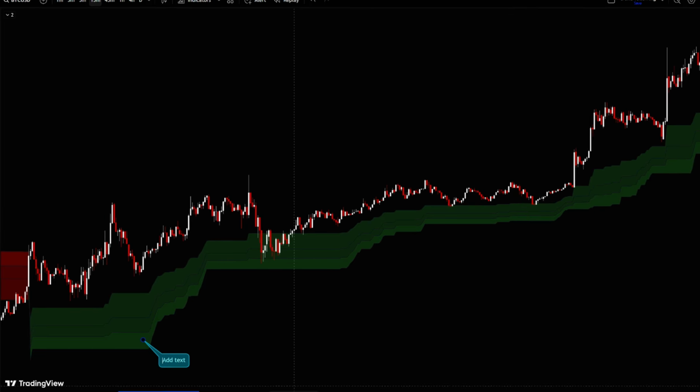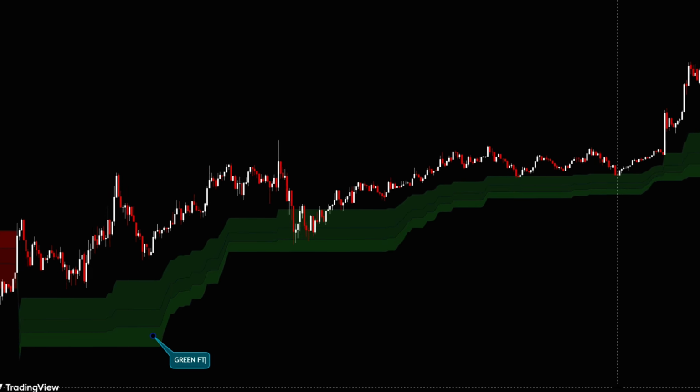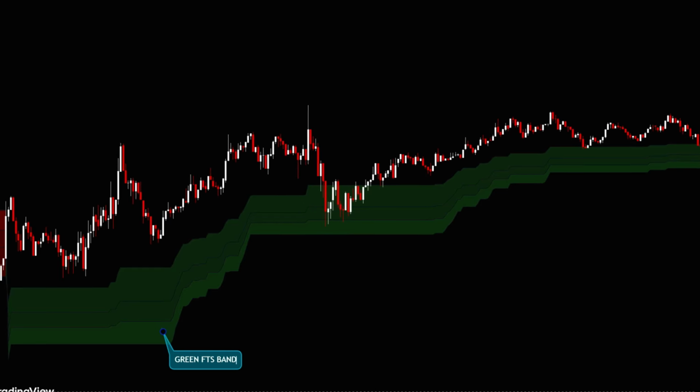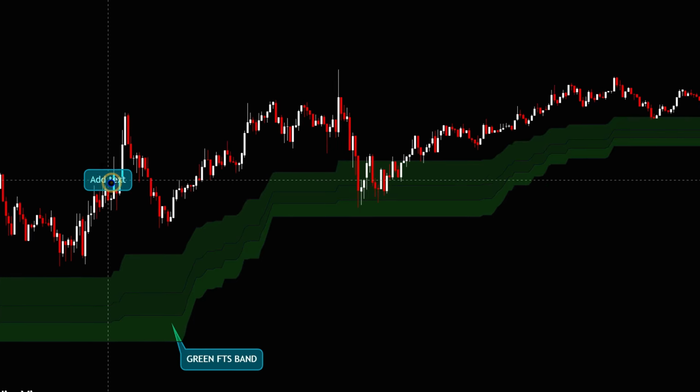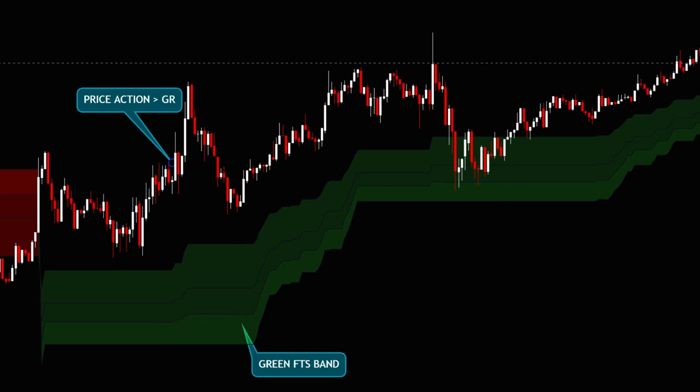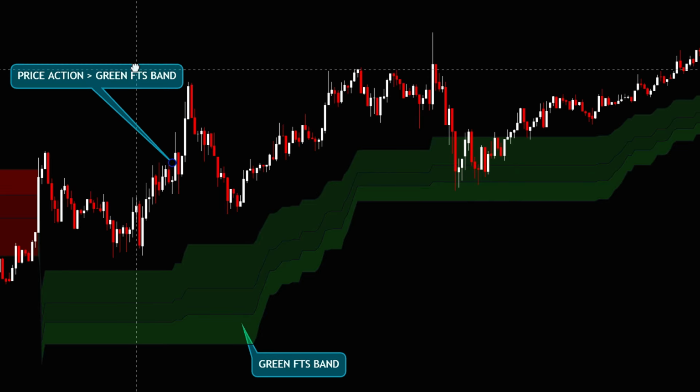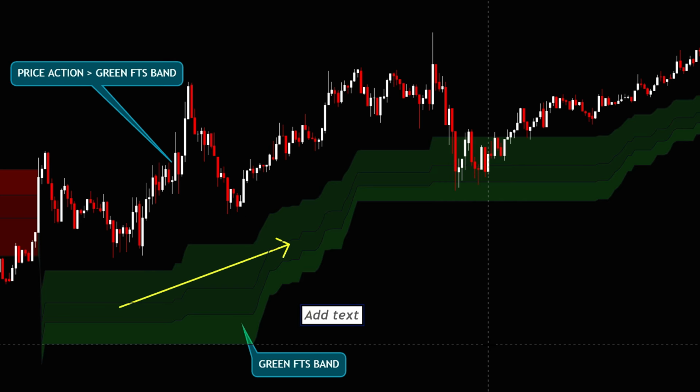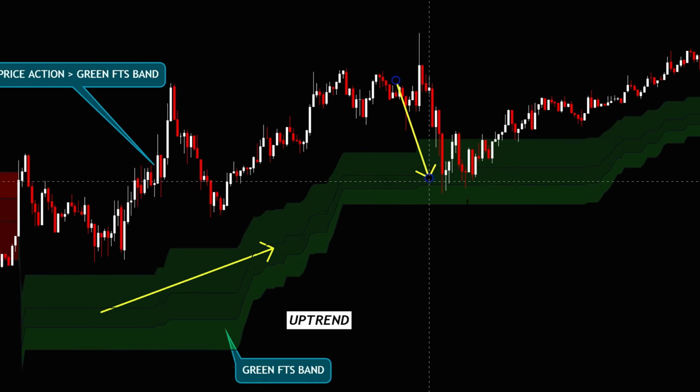Now let's flip it. The green FTS band, price above it, uptrend. Pull back to the green band, that's your bullish golden zone. And again, we'll tie that with the VWAP next.